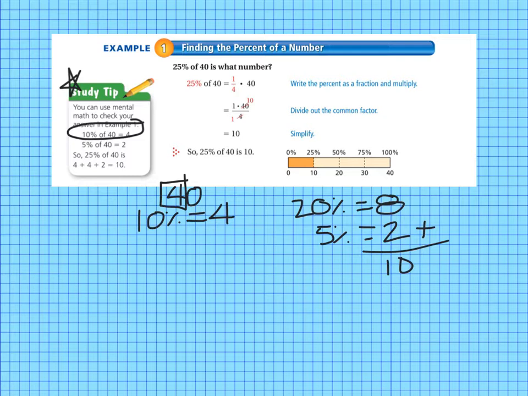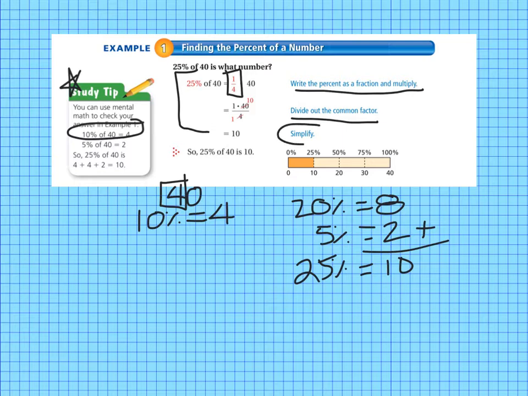So that's what they did in the box. So 25% equals 10. So that's a quick way to do percents. You can do that actually mentally, most of you. The way to do it with multiplication is shown here. 25% of 40 equals 1/4 times 40. So we write the percent as a fraction and we multiply. We divide out the common factors and we simplify it. So 25% of 40 is 10.